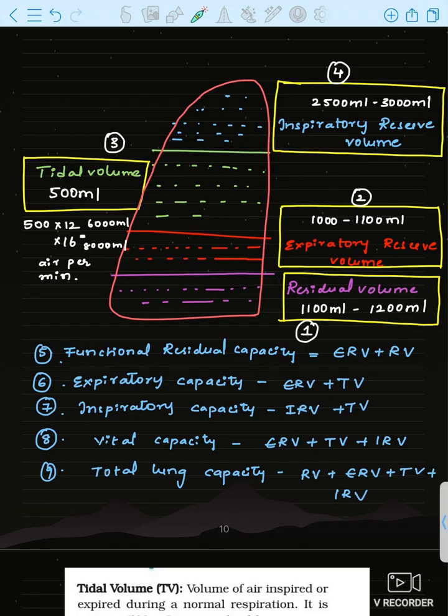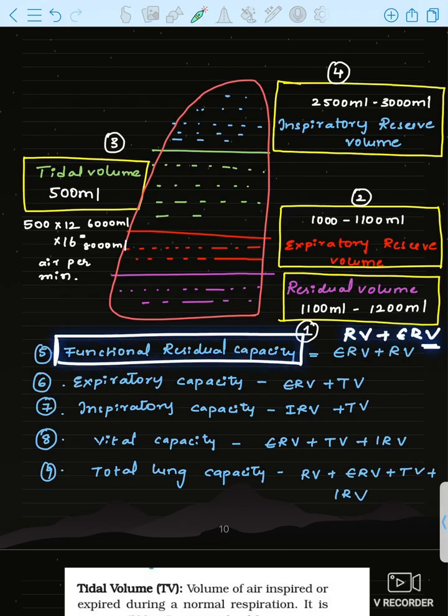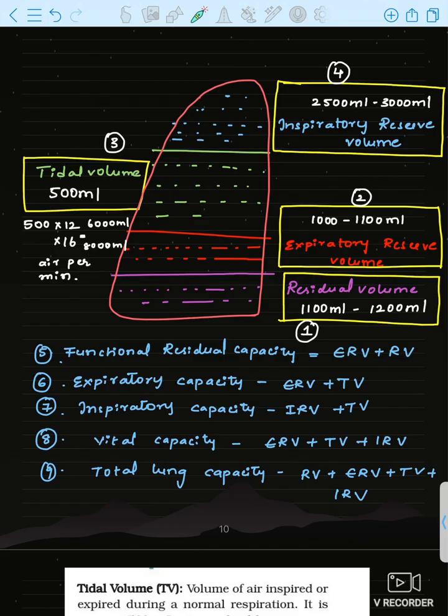So what will happen? This residual volume and expiratory reserve volume, these two will form functional residual capacity. If nobody does forceful expiration, then this also will remain in the lung only. That's why functional residual capacity. Functional residual capacity is residual volume plus expiratory reserve volume.